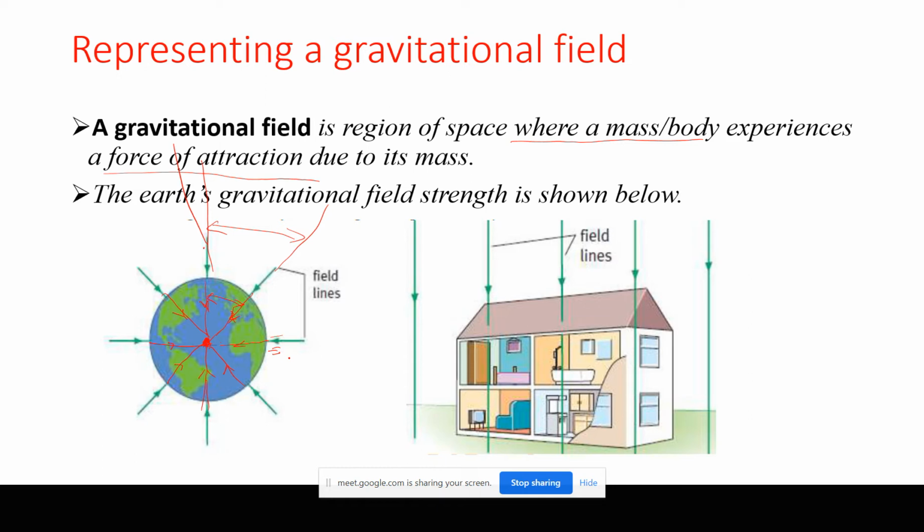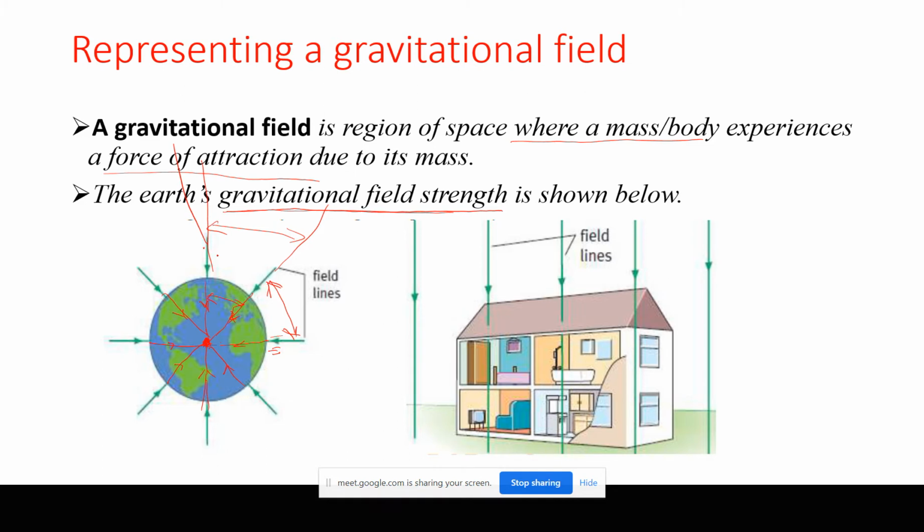Number two, we say that the spacing between the field lines gives information about the strength of the force or the strength of the field. This is what we are going to call the gravitational field strength. The separation of the field lines gives some information about how strong the field is.